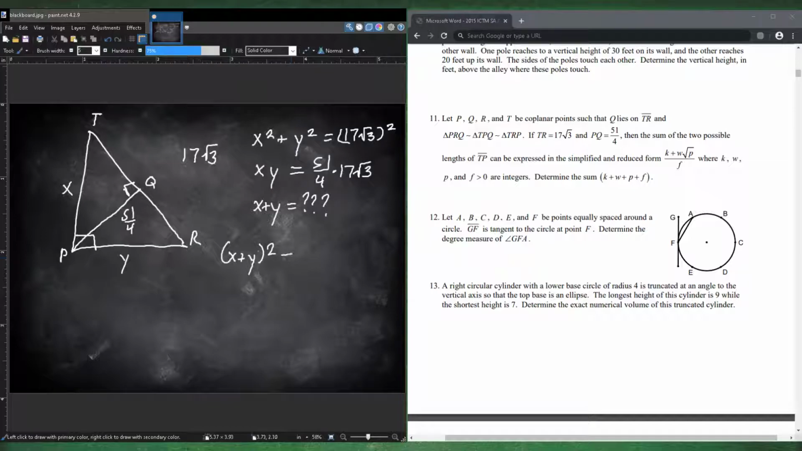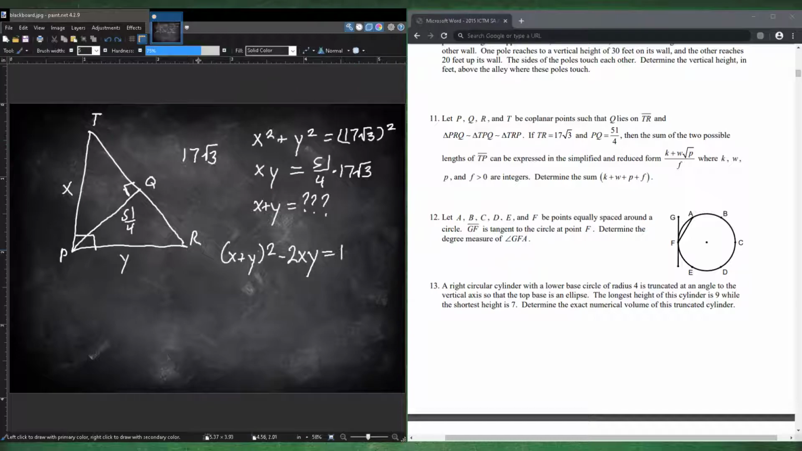What does that come out to? That's x squared plus 2xy plus y squared, right? That's x squared and y squared, which is right here. And we have an extra x squared plus y squared, so we need to take that out. So from this equation, we could just minus 2xy is equal to, right? So this entire thing is equal to this.